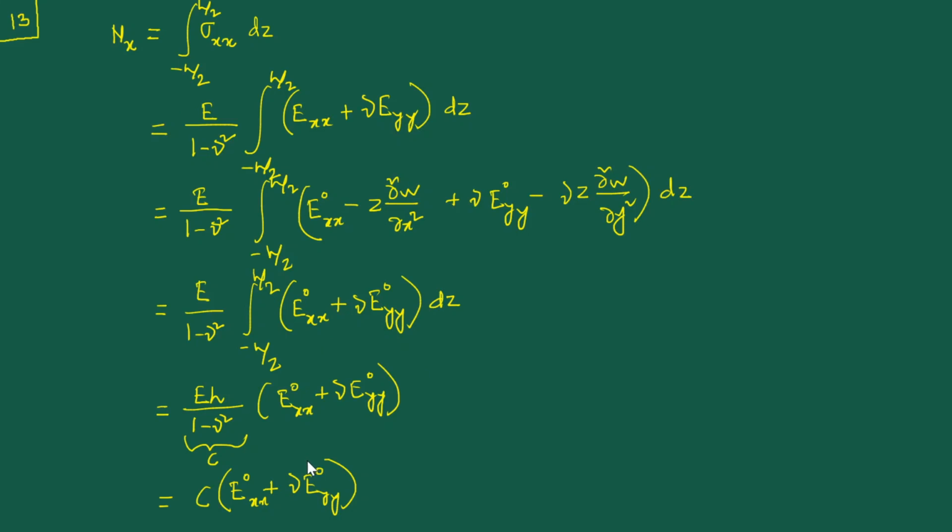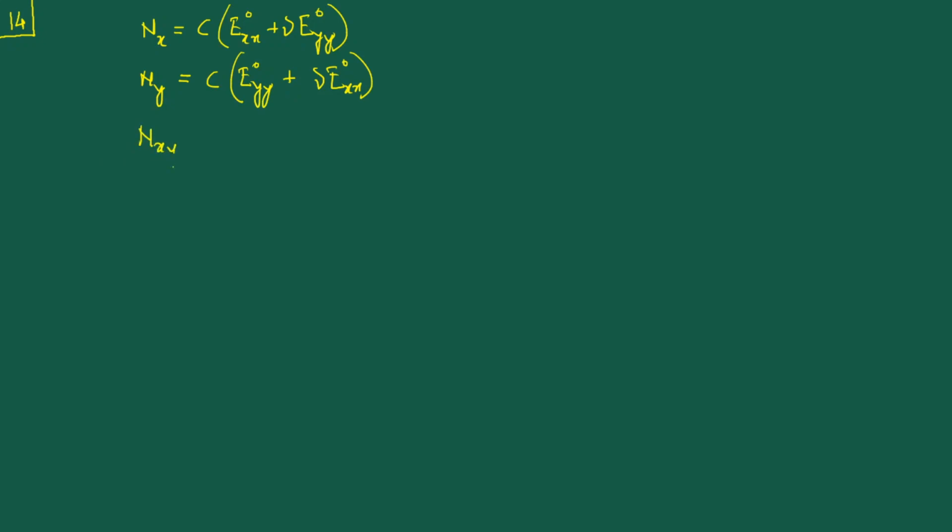In exactly the same fashion, we can arrive at similar expressions for Ny and Nxy. So without going through all these details, let me just go to the next page and write those things together. So Nx is equal to C Exx naught plus nu Eyy naught, and Ny is equal to C Eyy naught plus nu Exx naught, and Nxy is equal to C into 1 minus nu Exy naught.